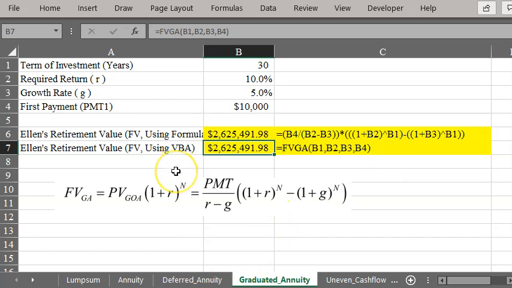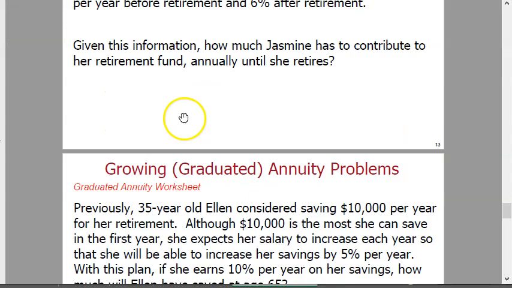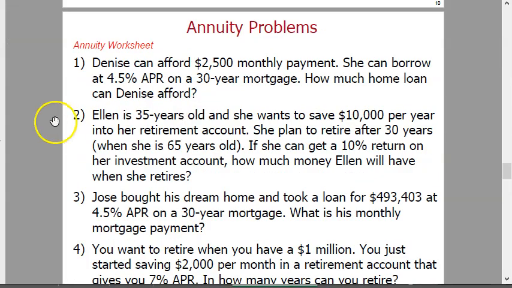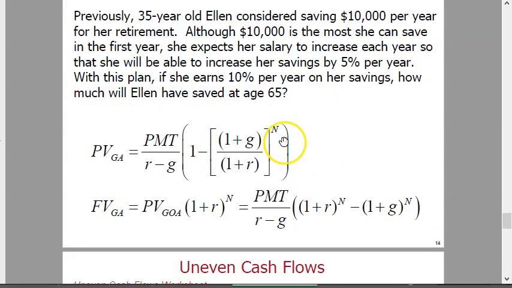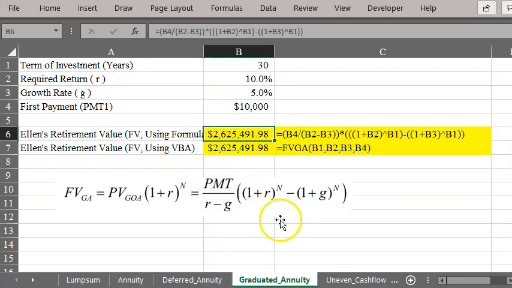To remind you, in the previous example, when Ellen was contributing the same amount, her future value was $1.644 million. Whereas when she is increasing her contributions by 5% every year, she is saving more, so as a result, instead of $1.64 million, she will have $2.625 million when she retires. That is the end of this graduated annuity video. I will stop here.